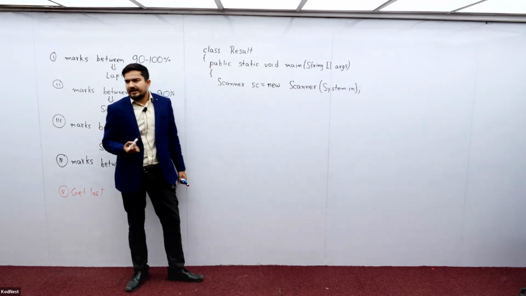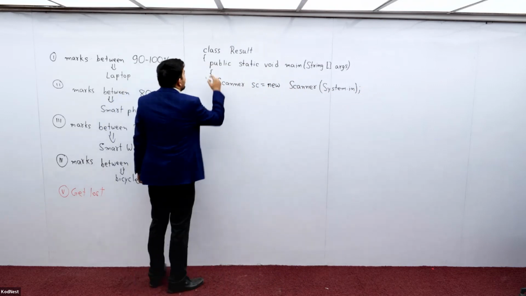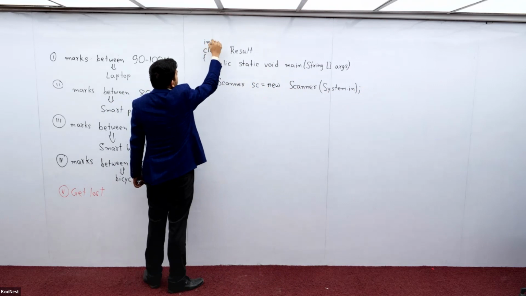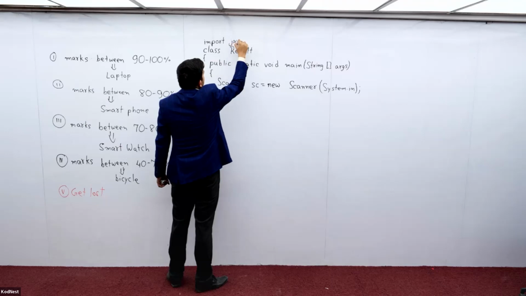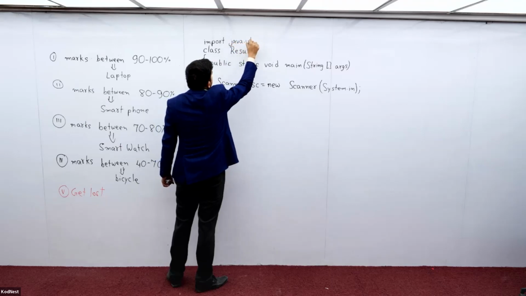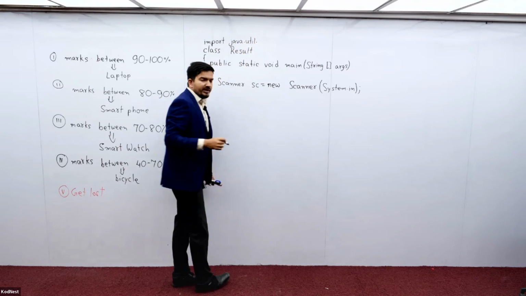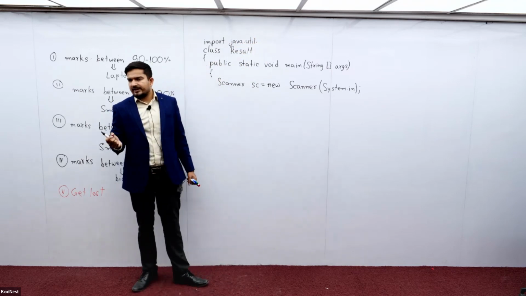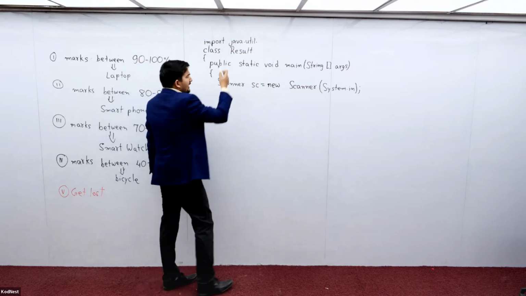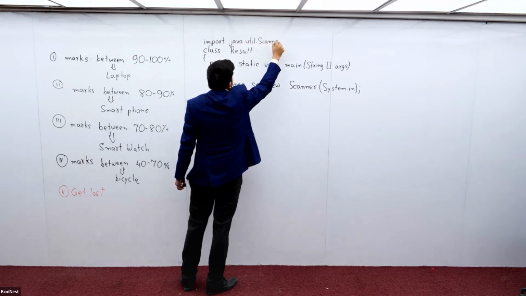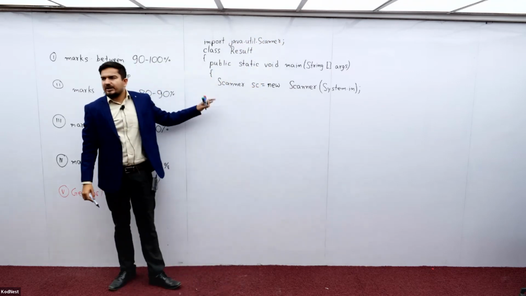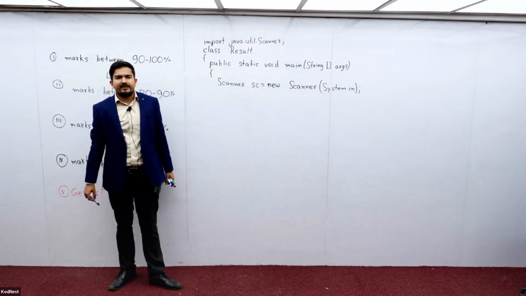Whenever we are using the scanner class, we must also import it. So I am going to say import java.util. Now there is a folder called java. Inside that folder, there is a folder called util. Inside that, there is a file called scanner. So from this folder, we want a file called scanner. So I will be saying something like this. Now we are eligible to use all the code present in the scanner class.